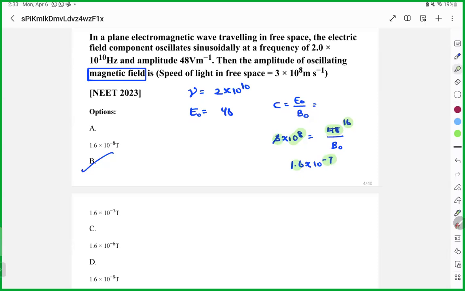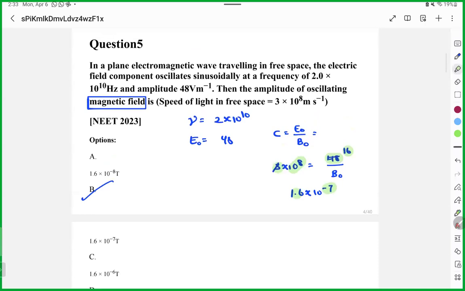Now tell me, guys, if you do PYQ properly, can't you say question number fifth is the same as the 2025 paper? Because here the E naught value is given, B naught you can calculate. Same method, right? Same formula.